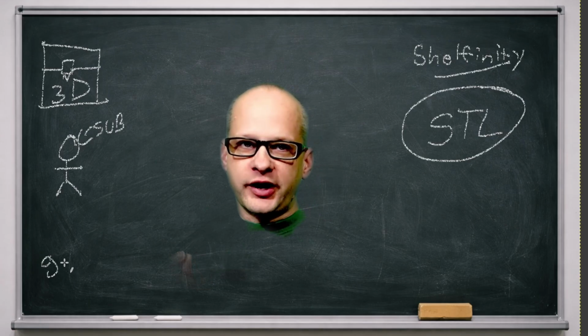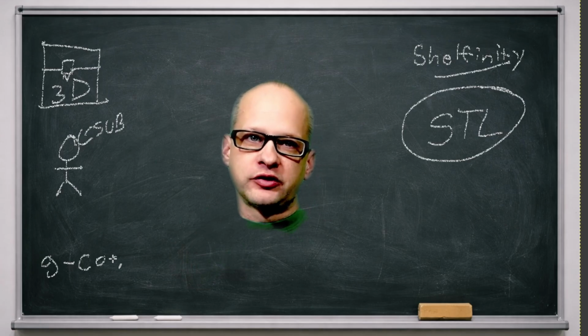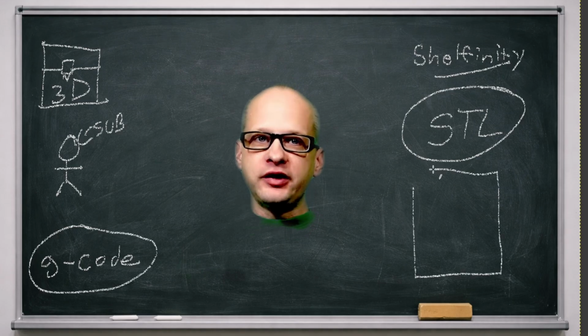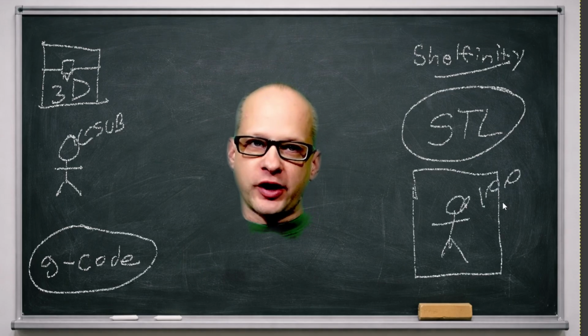Then we're going to take that STL and open it with a slicer so we can generate the G-code we need to do the 3D printing. And then finally, we're just going to put all the parts together and assemble the project.